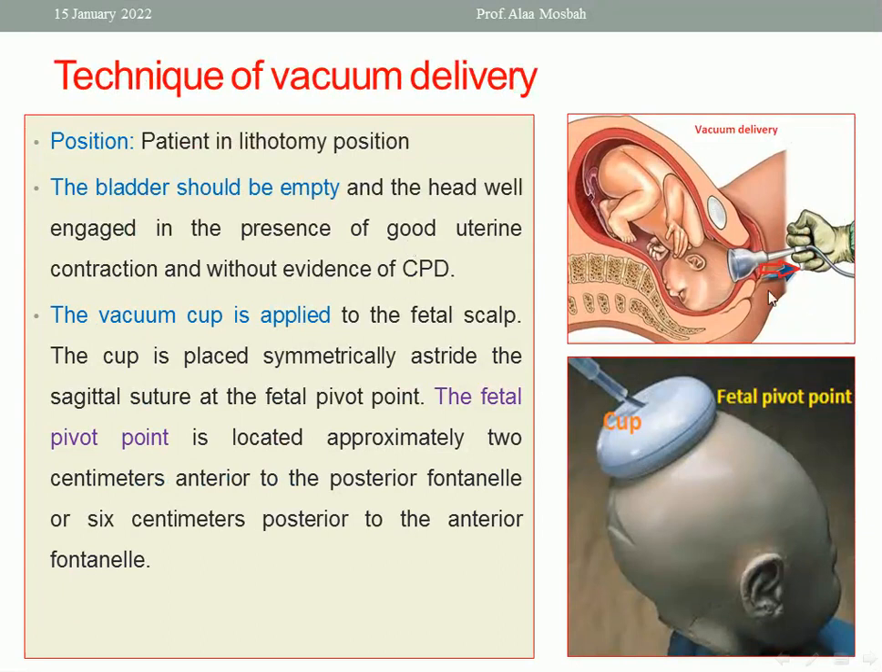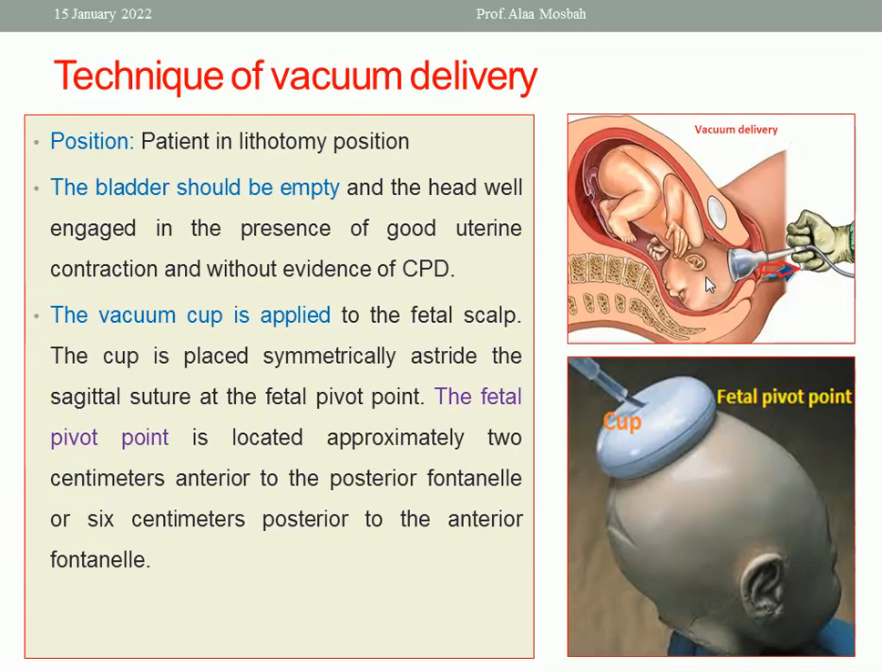What is the technique? The technique of vacuum delivery is very important. The patient is in lithotomy position, the bladder is empty, and all prerequisites, as I said before, are already done: consent of the patient, a baby of average size, no cephalopelvic disproportion, good uterine contractions, the head is engaged, and of course vertex presentation.